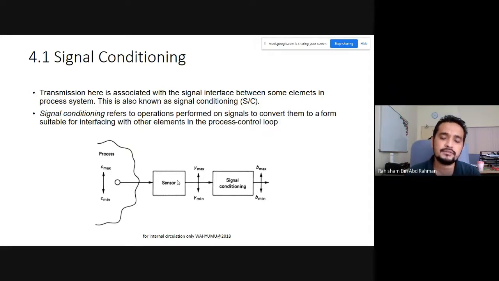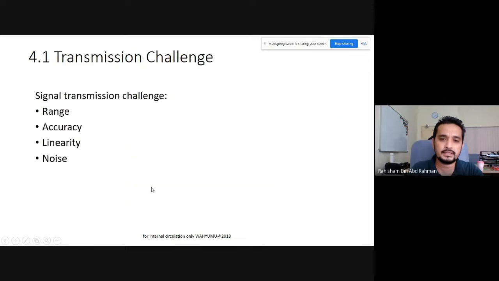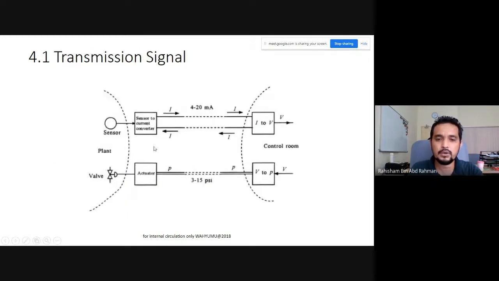What is the difference between signal transmission and signal conditioning? Signal conditioning is related to how we are going to convert. How are we going to convert the temperature into a voltage or current?